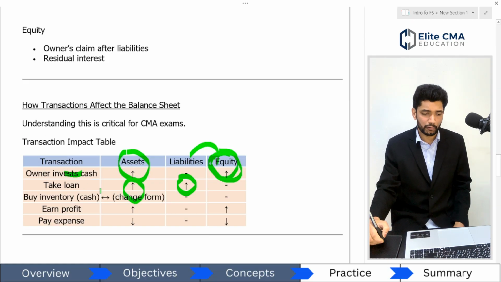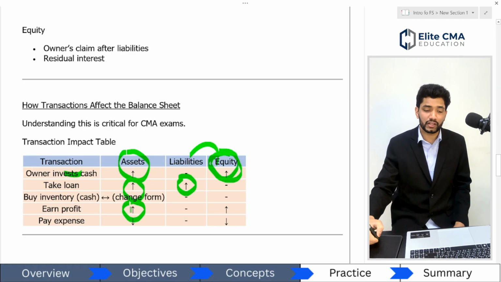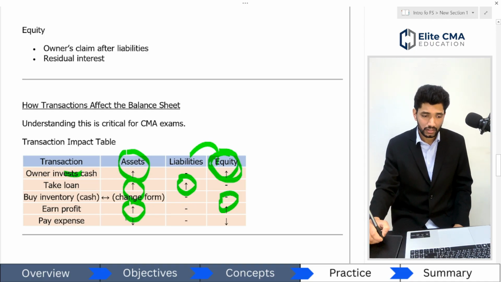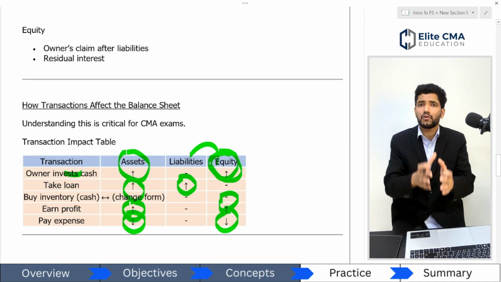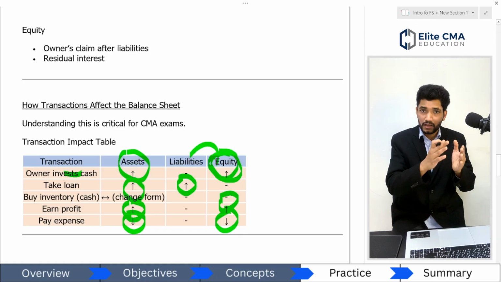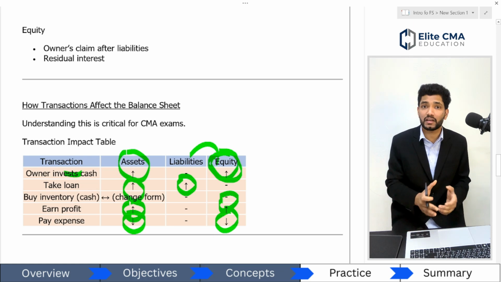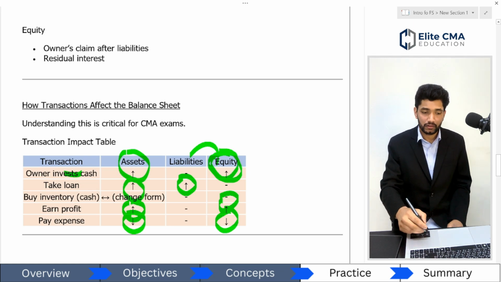Then company earns a profit. Asset is increased and the equity is also going to increase. Then company pays an expense by cash. Asset is going to reduce and the equity is also going to reduce. So this is how each transaction affects the balance sheet in the double entry effect. That means either it is in the same category or in a different category.